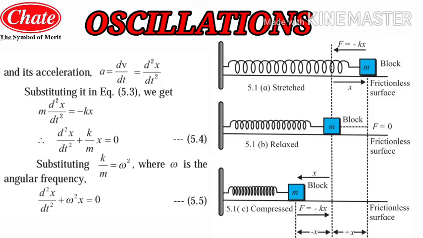What will be the final expression? It will be d square x upon dt square plus omega square x equal to 0. So after putting the value of k by m, this is the expression we have obtained for SHM, means the differential equation for the SHM. You have to use this while solving problems, and if there is a question to derive, then you will have to derive as I have given you the tricks in the previous video. You can refer to that one.